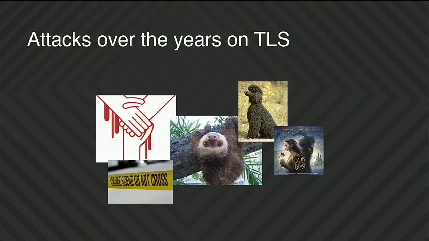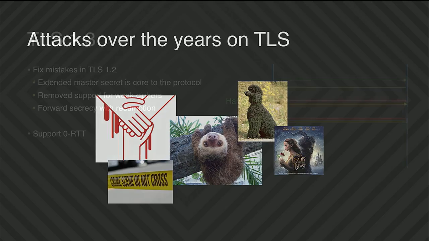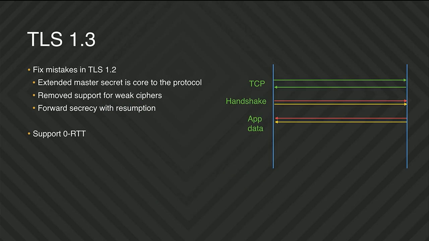And over the years, many, many attacks have happened over TLS. Some of them have cool logos, some of them do not. So I was liberal enough to make up cool logos for the attacks. Sloth, Poodle, all this other stuff. TLS 1.3 had many, many objectives when we were building a new version of TLS. One of the objectives was to fix mistakes in TLS 1.2.